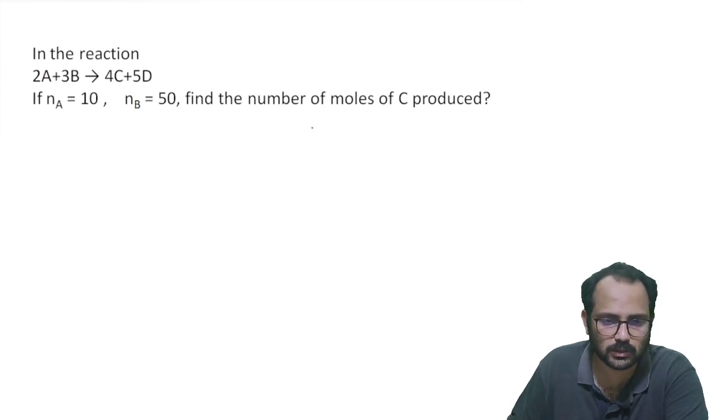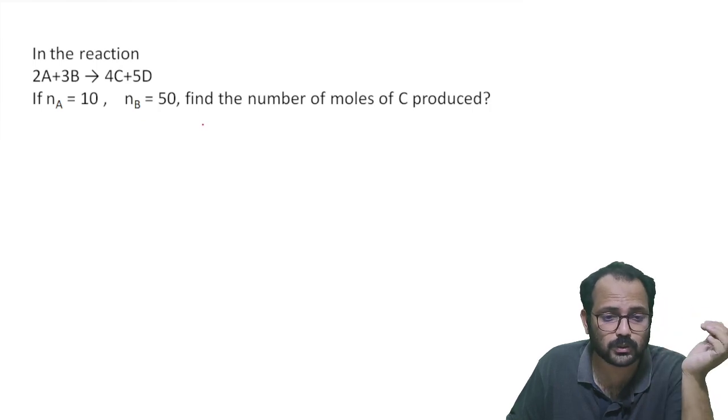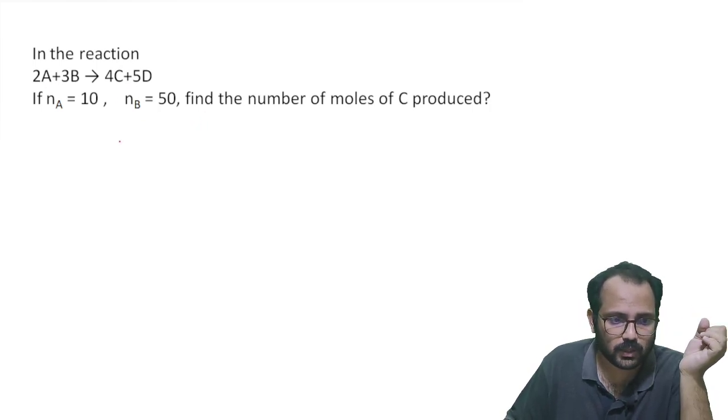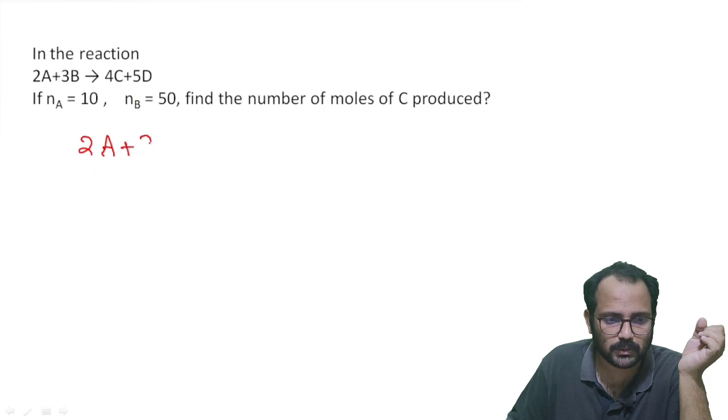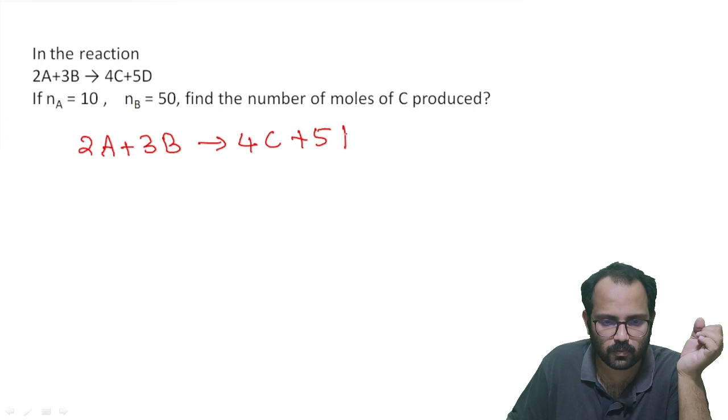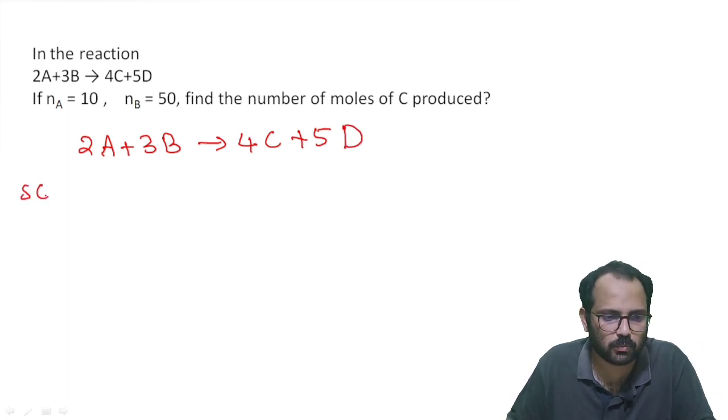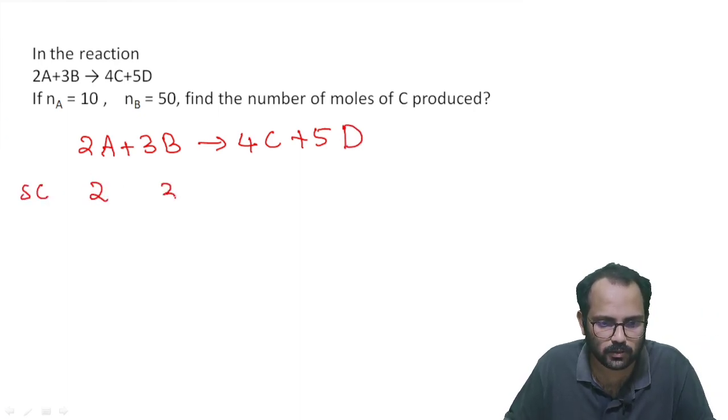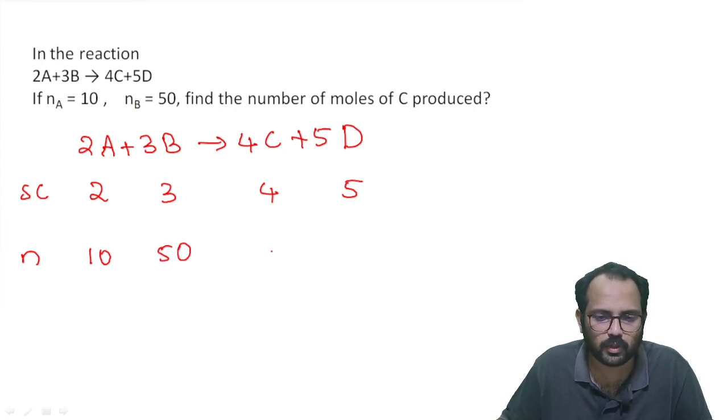Now look at the question. We'll find out the number of moles of C produced. They have given a reaction. We are writing the reaction: 2A plus 3B gives you 4C plus 5D. Fine. First I am going to write the stoichiometric coefficients. Here 2, here 3, here 4, here 5. Then the number of moles I am going to write. A is 10, B is 50, and for the product we don't have any idea. We wanted to find out the number of moles of C, but we don't know that.